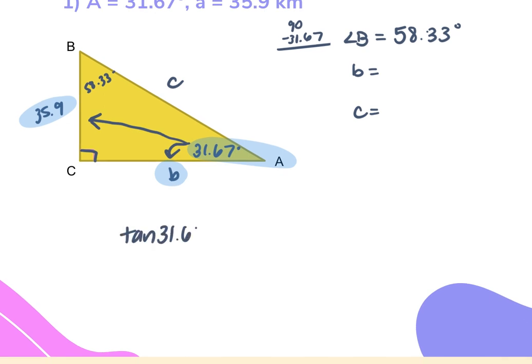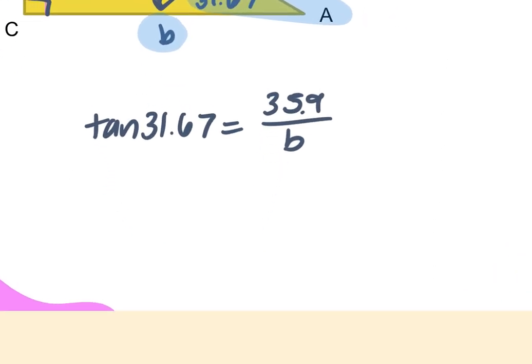How do you know it's that angle? Because I want to use the one they gave me. If you find the other one wrong, now everything's wrong after it. Yeah, you could use either one if they're both right. But I would stick with the information that they give you. So the tan of 31.67 would equal opposite, which is 35.9, over adjacent, which is B. And then I want to solve for B. So I'd multiply both sides by B. I'd get B times the tangent of 31.67 equals 35.9.